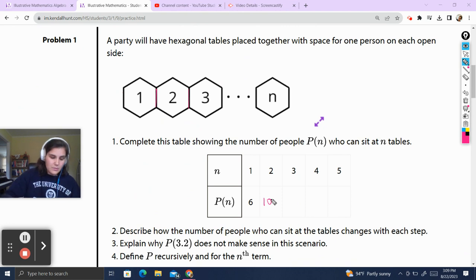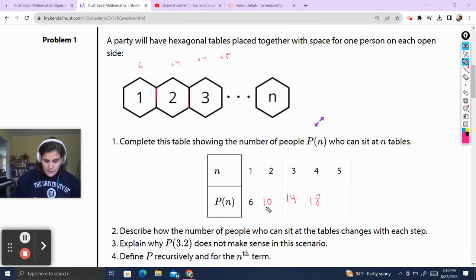For 3 tables, well, we're going to have 5 for the first one, 4 for the second one, and 5 for the third one, which makes us 14. For 4 tables, it's going to be 5 on the first one, 4 on the second one, 4 on the third one, and 5 on the last one, which is 5 plus 4 plus 4 plus 5, which gives us 18. So I'm looking for a pattern here.